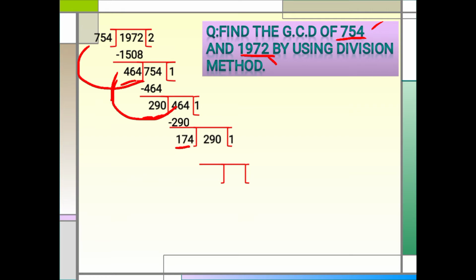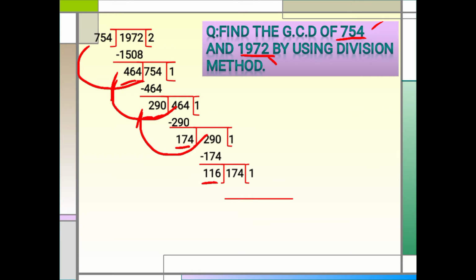So for this, you will take the previous step's divisor as your new dividend, that is 290. Now simply divide 290 by 174. 174 multiplied by 1 is 174. Now subtract this 174 from 290, and what you will get is 116.